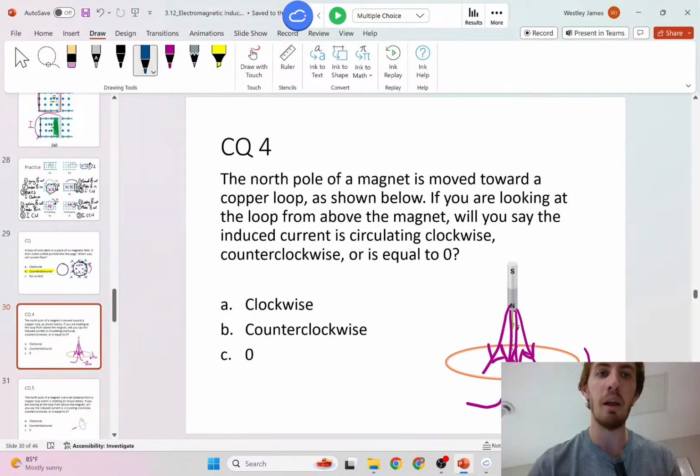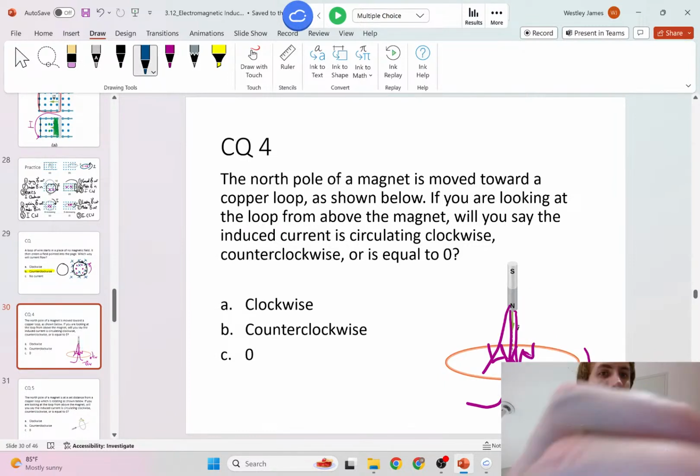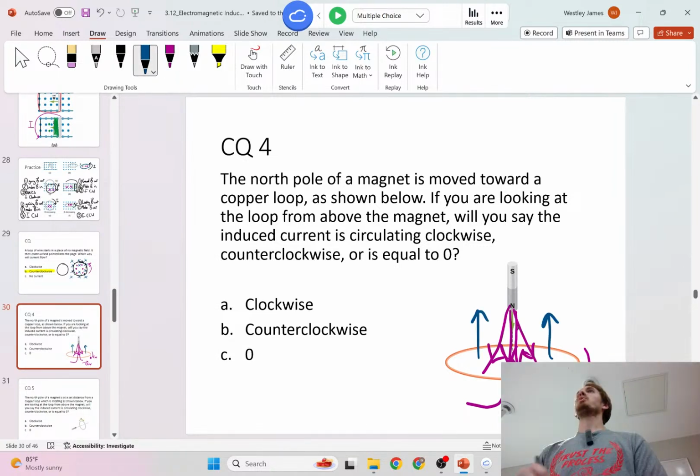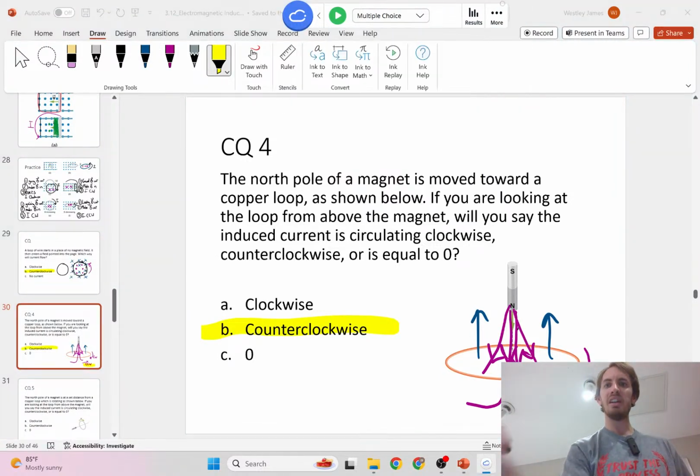As this magnet approaches, at some point later, I have way more of these going through it. I've increased it. So what do I do? Well, remember, we don't like change. We're going to make a magnetic field line to oppose that increase. So we put our thumb up, we curl our fingers around, and the answer is counterclockwise. How did we do? Oh, pretty good. Great.